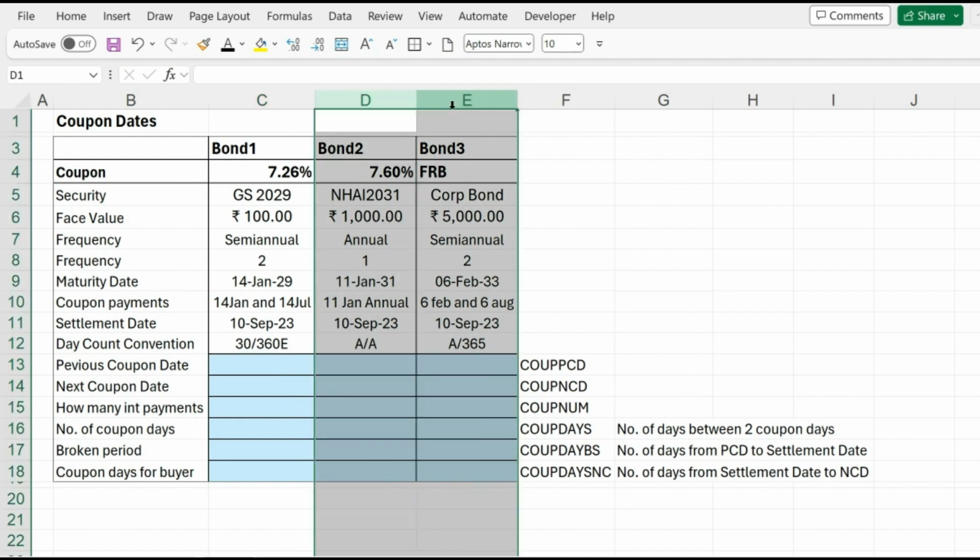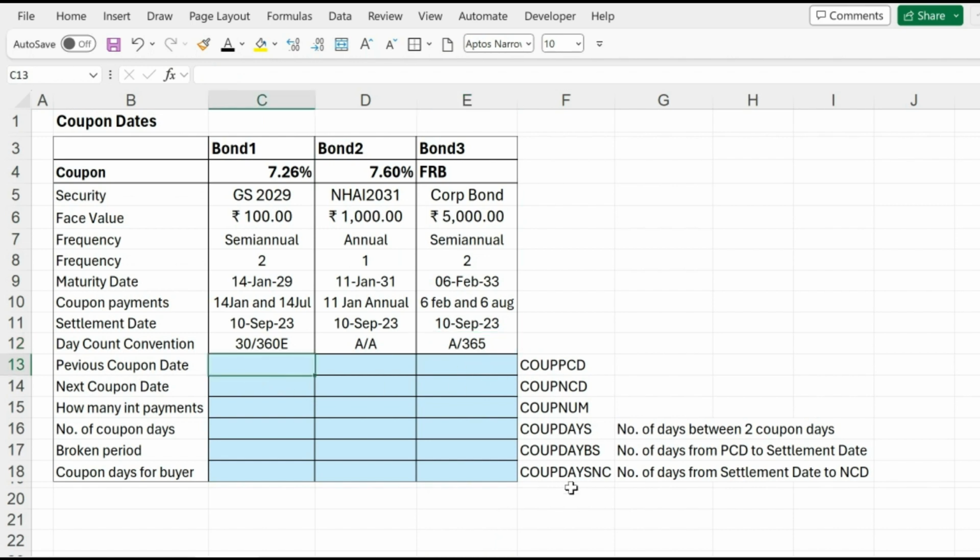Corporate bonds, some of them I have seen on the actual by actual basis, some of them are actual by 365. So you need to see the contract of this bond, you need to see the features of the bond, whether they are paying actual by 365 or actual by actual. Most recent bonds that I've seen, majority of them do pay the coupon based on actual by 365. So let's see these functions and let's find out the dates and the days.